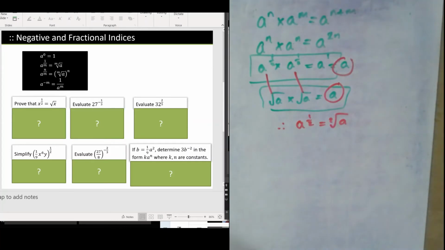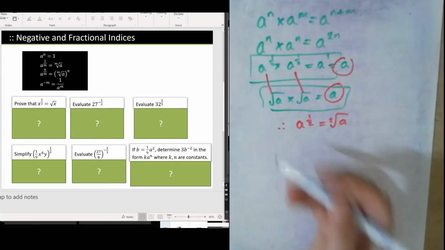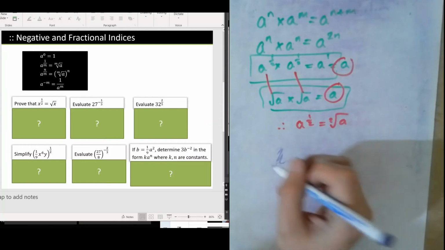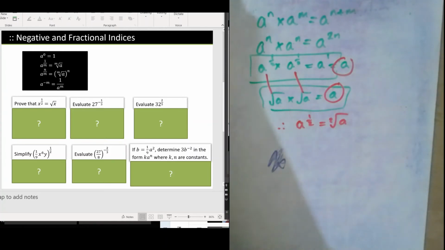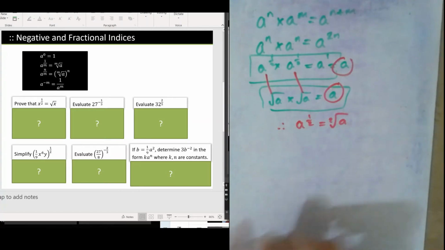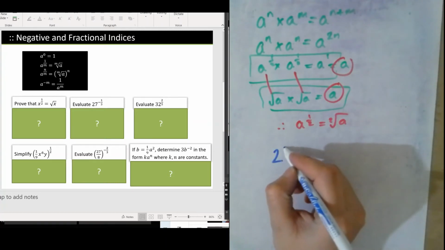Okay, so the next one, it says 27. Ooh, okay, sorry, that pen's out of ink. Let's get another pen. Oh, there you go, better.